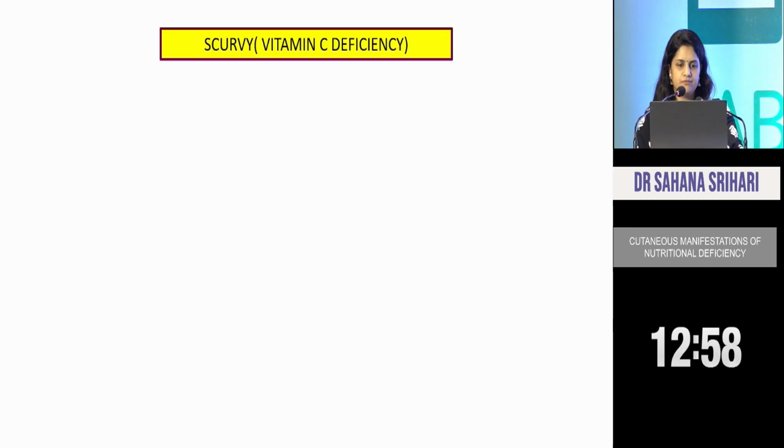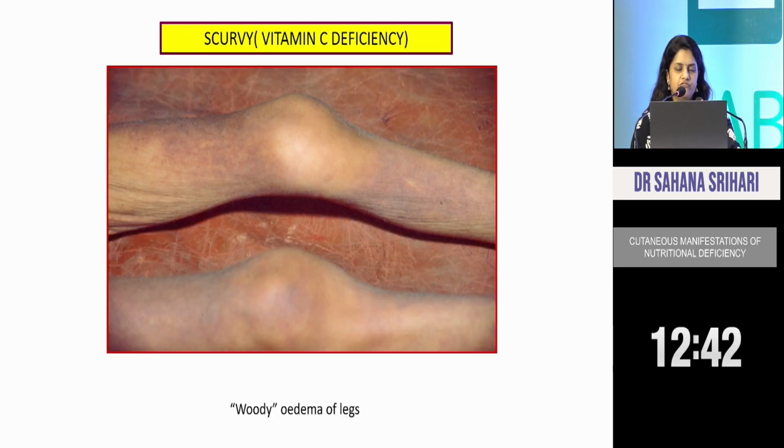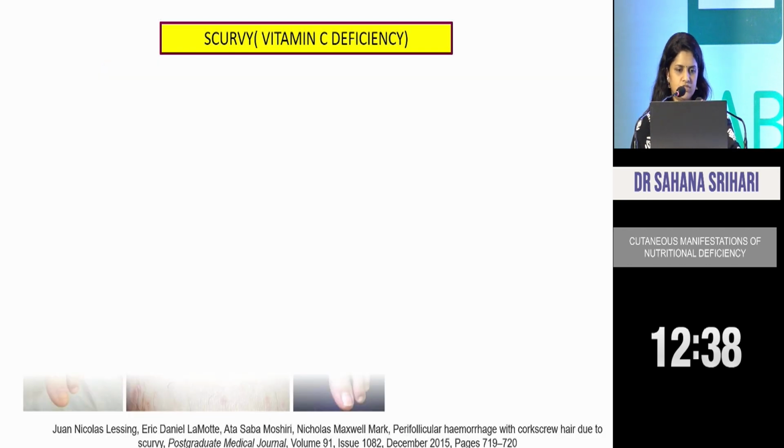Next we discuss vitamin C deficiency, the scurvy. Here the cutaneous lesions are perifollicular purpura or hemorrhage. The common sites are upper arms, buttocks, shins, trunk, or the thighs. There can be petechiae or ecchymosis, and delayed wound healing is one of the features. One more feature is woody edema of the legs.